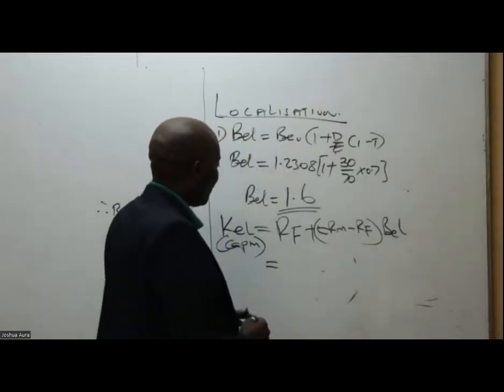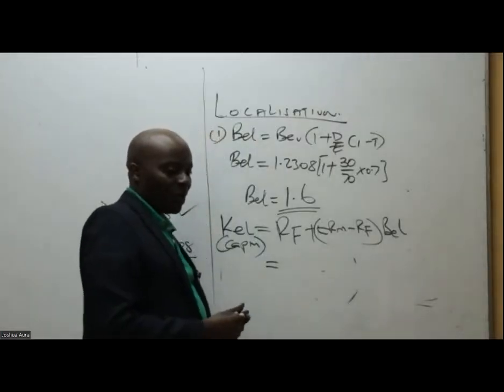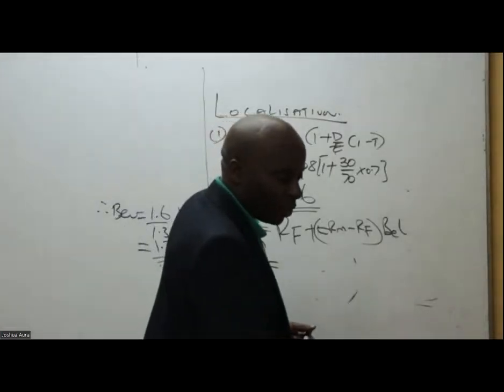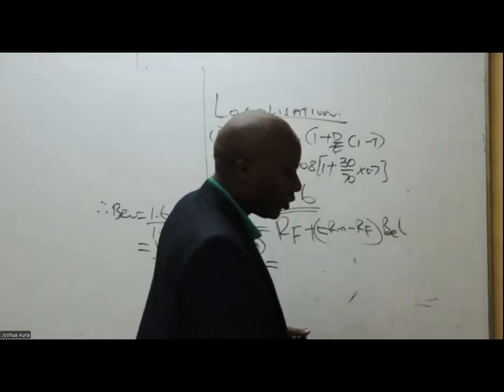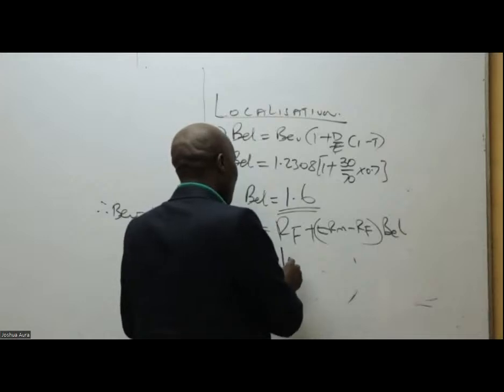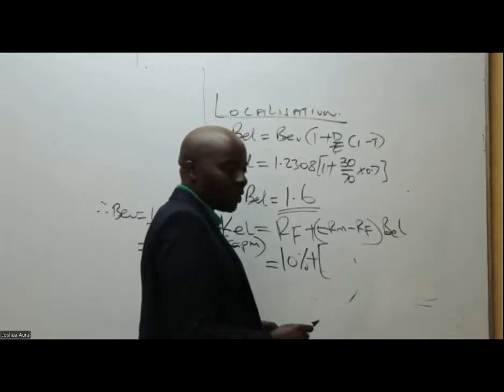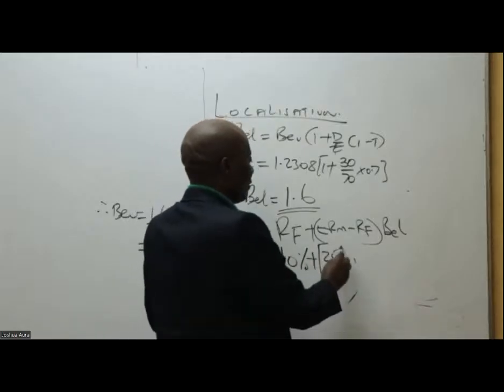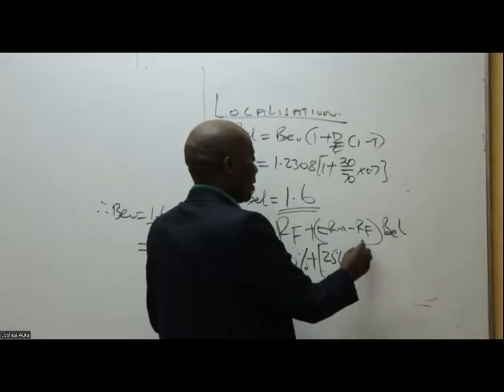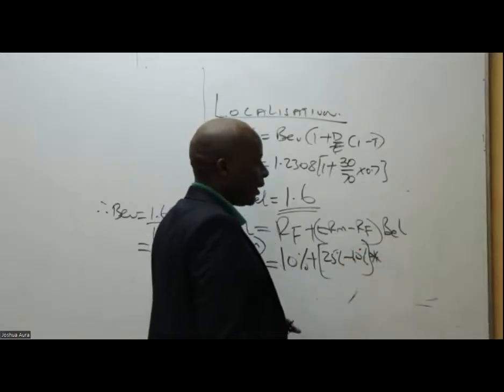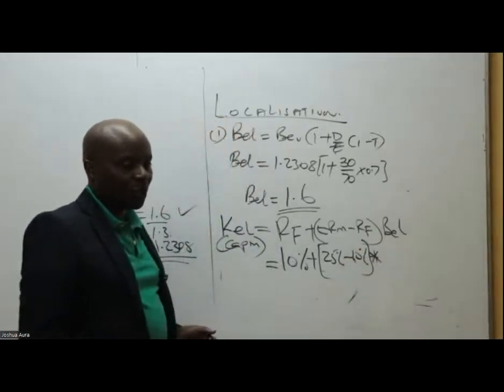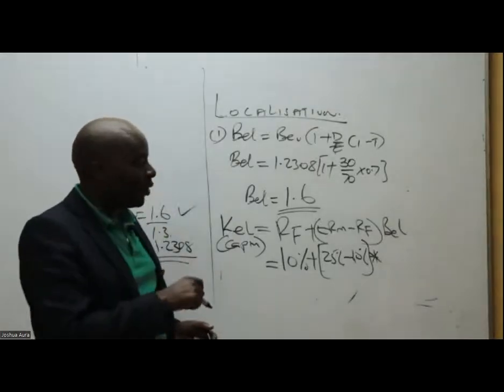So risk-free, is there somebody who can remember the risk-free rate of return? 10. Thank you so much. So risk-free rate of return is 10 here. Plus, how about market returns? Market returns 25 minus 10% multiplied by beta equity over a levered organization.